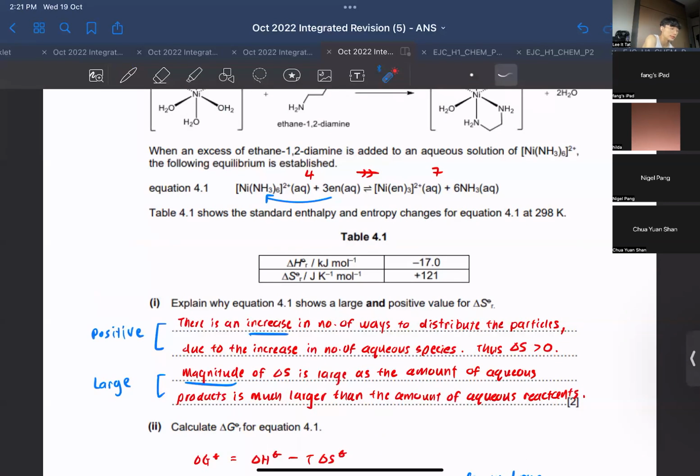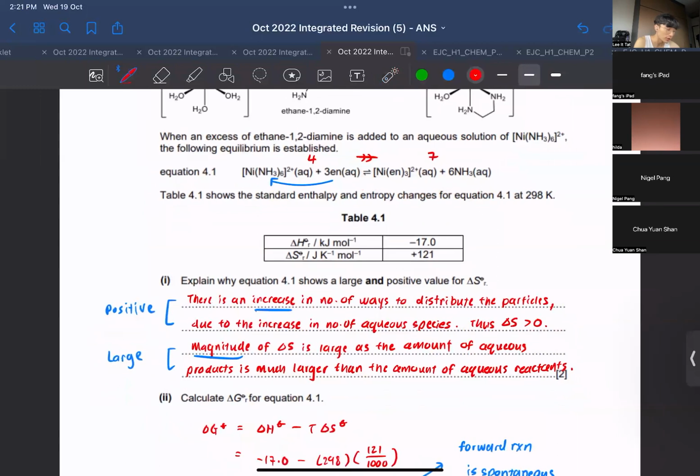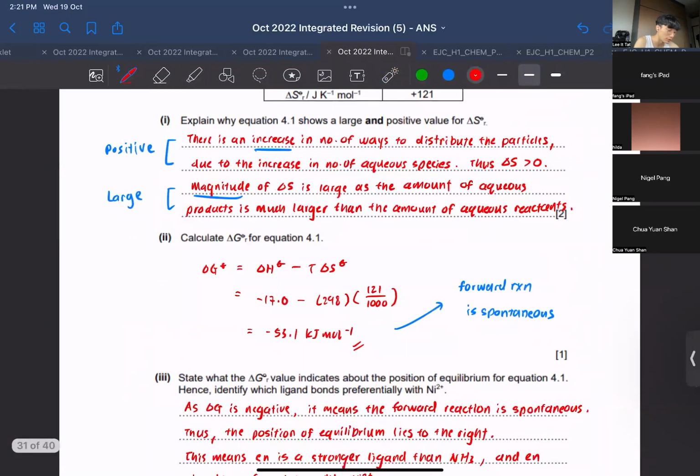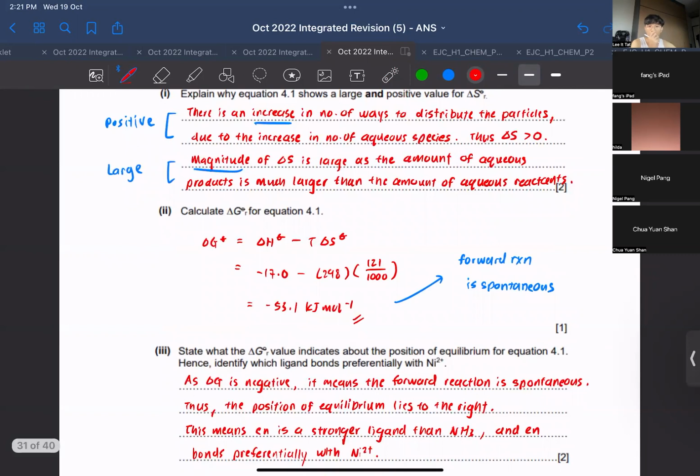However, if you don't really understand this, just take a look at the opposite. Imagine the POE was lying towards the left, which means this part here predominates. That means the ammonia ligand can be inferred to be stronger than the bidentate ligand, which is not the case over here. But depending on the forward and backward reaction, you can use this to identify which one is the stronger ligand. So you don't have to explain what I just said. You just need to infer, because it's only 1 mark. Which ligand bonds preferentially? You can infer it's a stronger ligand. So you might want to mention that first.